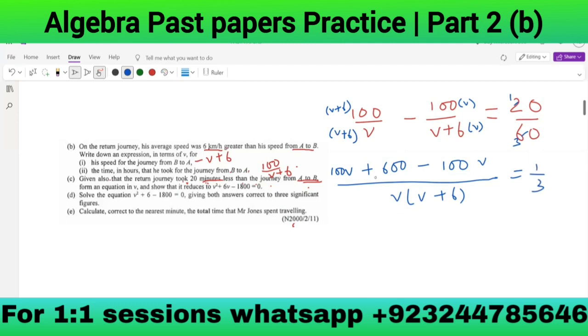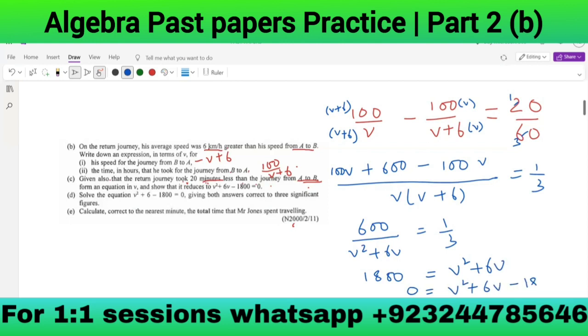100v minus 100v, so it's going to cancel out. You will get 600 divided by v square plus 6v, which is equal to 1 by 3. So 3 times 600 is 1800, which is equal to v square plus 6v. So you're going to get 0 is equal to v square plus 6v minus 1800. So you get the answer.